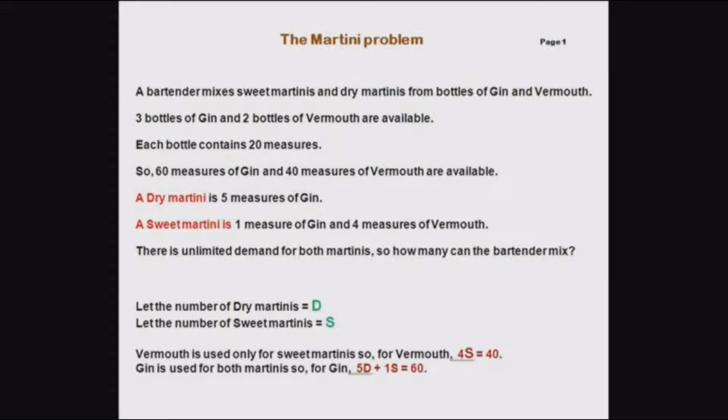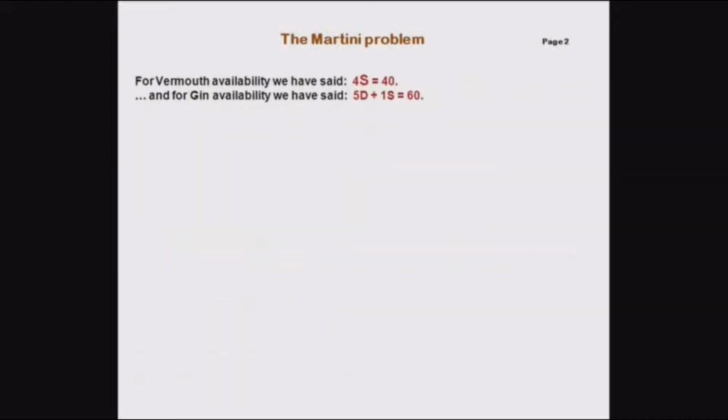As my maths teacher would say, let the number of dry martinis equal D, let the number of sweet martinis equal S. Vermouth is used only for sweet martinis, so for vermouth, 4S equals 40. Gin is used for both martinis, so for gin, 5D plus 1S equals 60. Let's remember these 2 expressions in red as we move to the next screen.